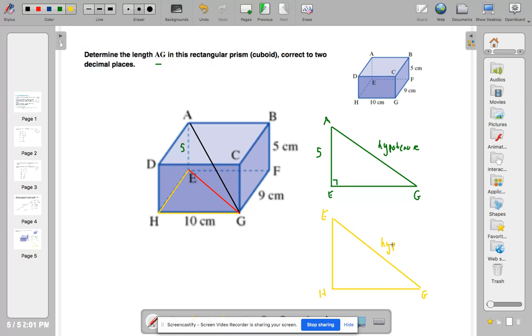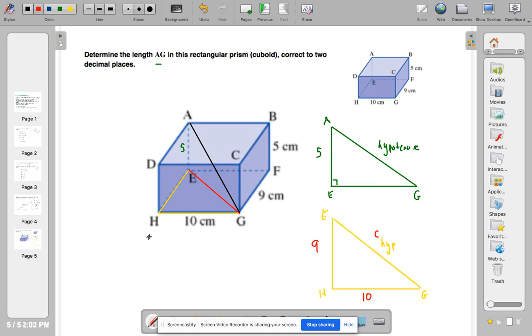All right, and I know EH, because it's 9 centimetres. So if you look there, that's 9. So EH must be 9 as well. And GH is 10. So that means I can use Pythagoras' theorem once I've got 2 sides to work out the hypotenuse. Remember we called the hypotenuse C.